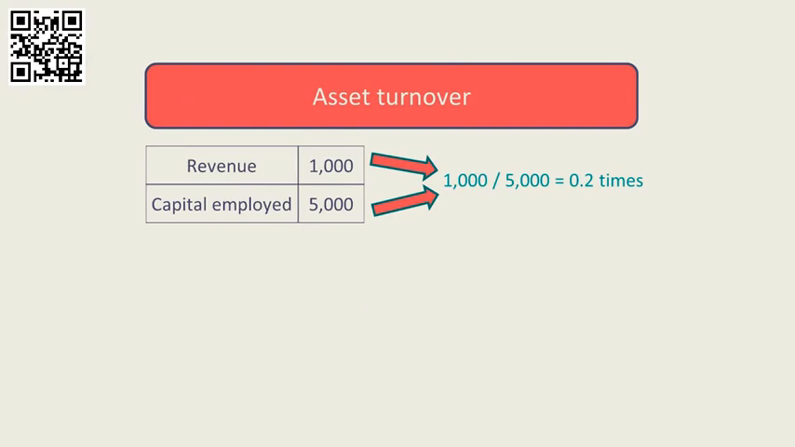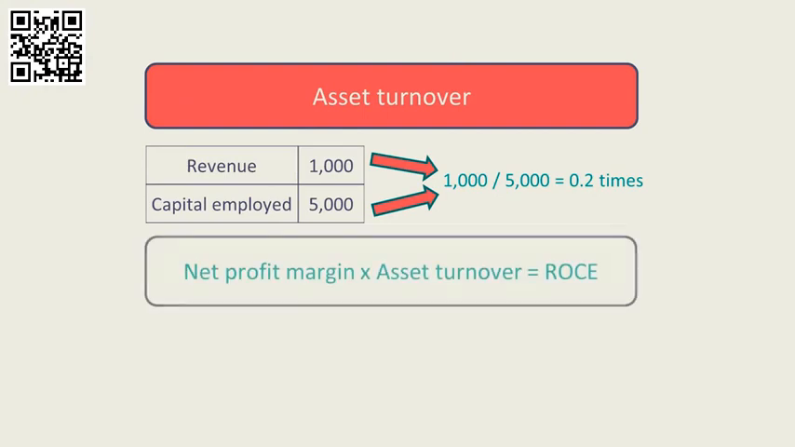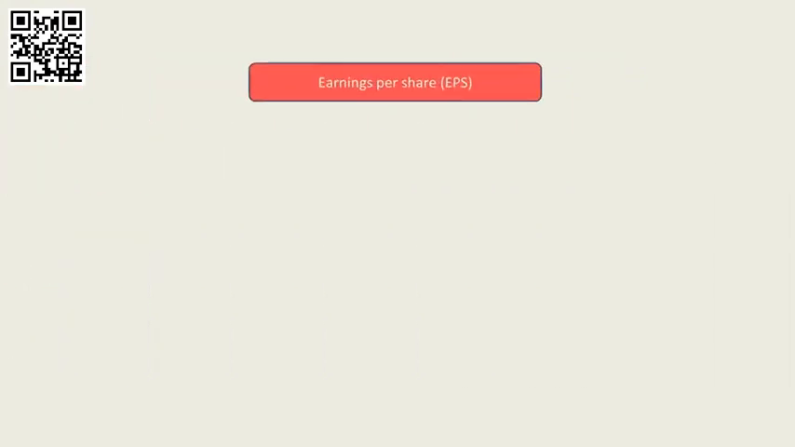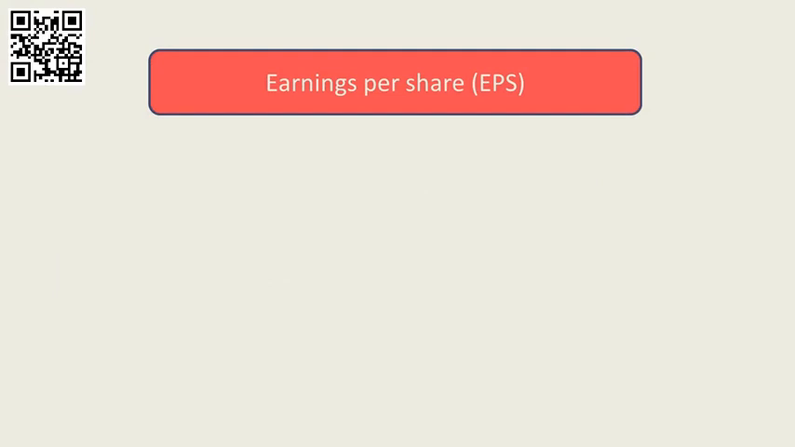This is due to the fact that it is able to generate double the revenue from the same value of assets. Together, net profit margin and asset turnover explain the ROCE calculation. The relationship between the three ratios can be seen as follows: net profit margin multiplied by asset turnover will equal ROCE. The last measure in the profitability category is earnings per share, or quite often abbreviated to EPS.